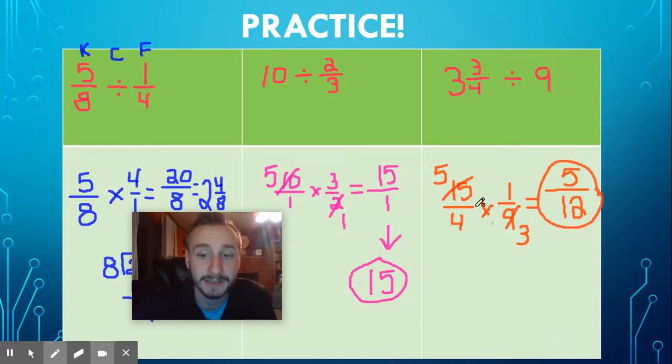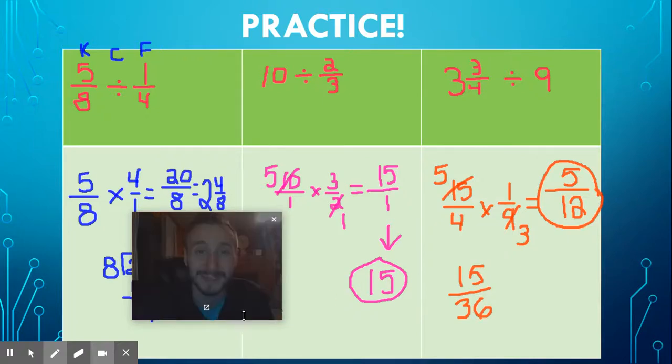If you didn't simplify first, what you would have had is 15 over 36, which is good, but then this can be simplified into this, because 3 goes into both of these. 3 goes into 15 5 times. 3 goes into 36 12 times. So no matter which answer you had, this is the simplest form. Hopefully that made a little bit of sense for you.